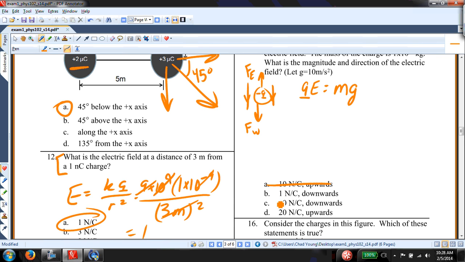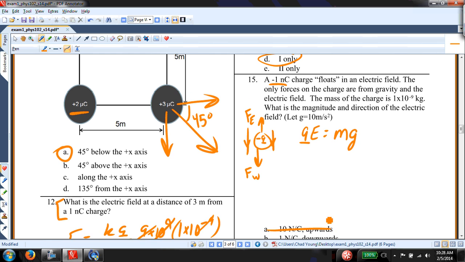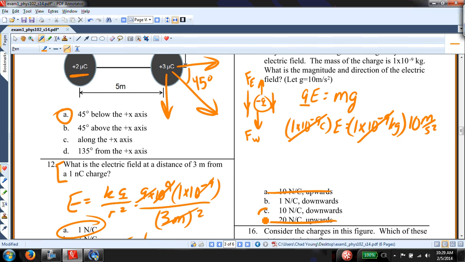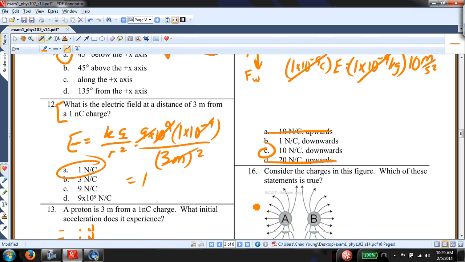Okay, so I can get rid of A and D. And then I just want to solve for the magnitude. I know it's either 1 or 10. So here I say 1 times 10 to the minus 9 coulombs. The mass of the particle times g, which I said to take 10. And so that cancels with that, and just leaves me with E is equal to 10. So C is the right answer for number 15.